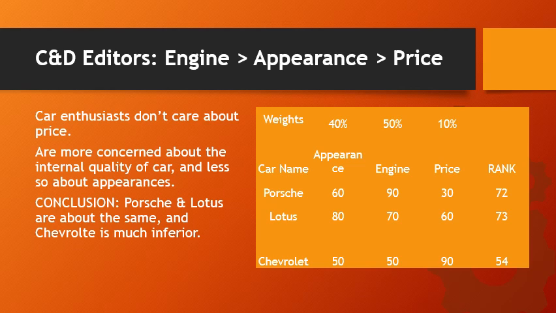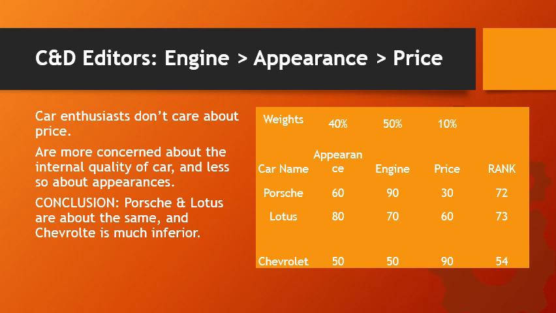So with this kind of judgment, they give 40% weight to appearance, 50% weight to the engine, and 10% to the price. And when you do the ranking according to these weights, you come out with Porsche having 72, Lotus having 73, and Chevrolet having 54. And so basically the conclusion is that the Porsche and Lotus are nearly the same, while Chevrolet is much inferior.